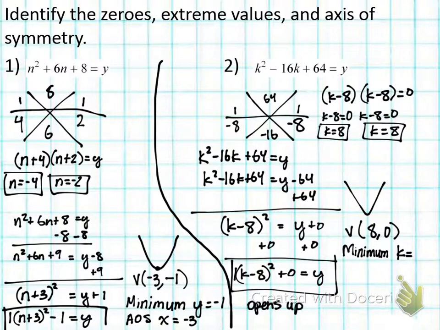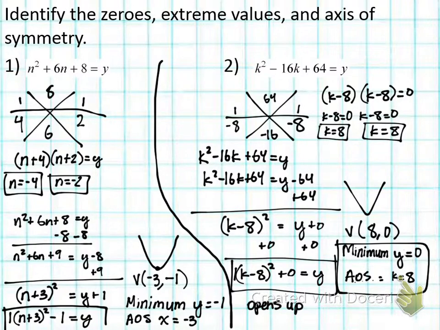It means it's going to go as low as y equal to 0. Oh wait, it's not supposed to be k is equal to 0. I'm going to fix this. Y is equal to 0, and our axis of symmetry, or AOS, is k is equal to 8. Okay? These are your answers here.